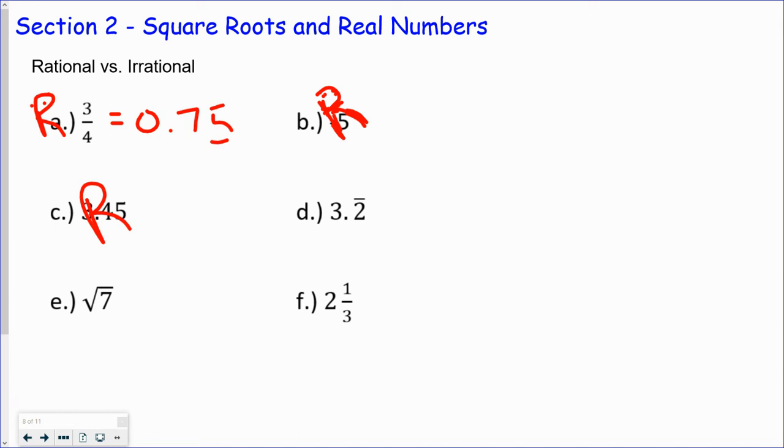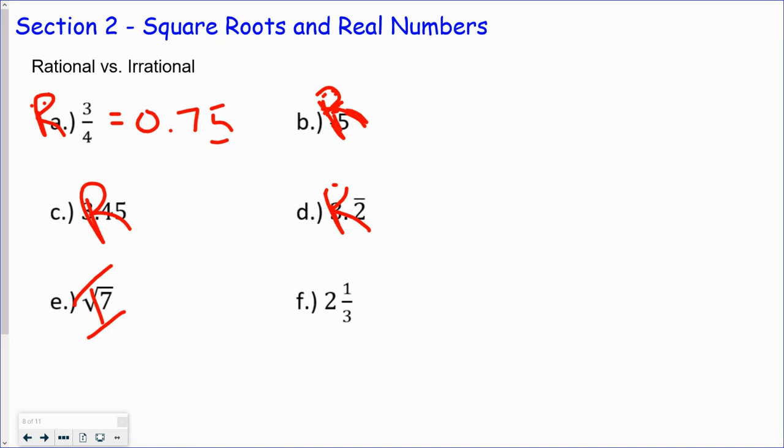How about 3 and 2 tenths, written with the bar notation? That one repeats, so it is rational. How about the square root of 7? Let's go to the handy dandy calculator and check it out. Square root of 7 is 2.645751311... It keeps going and it does not repeat.